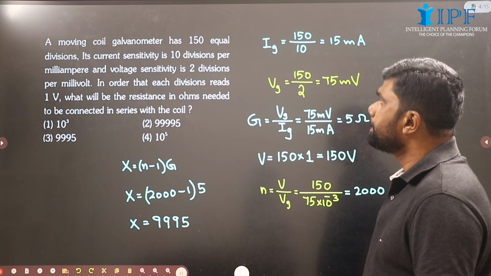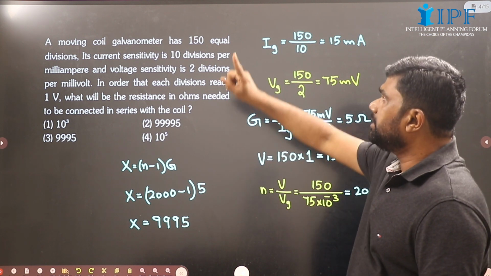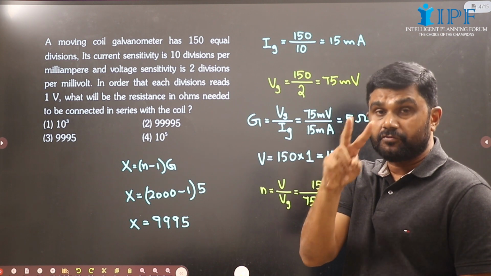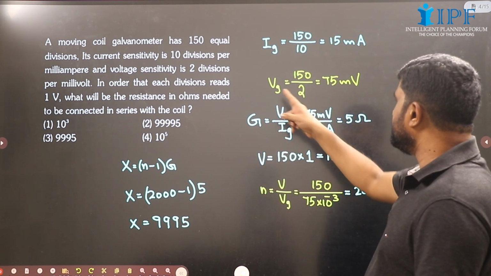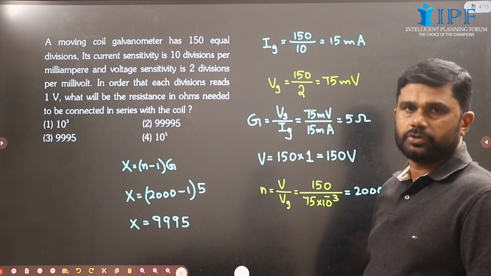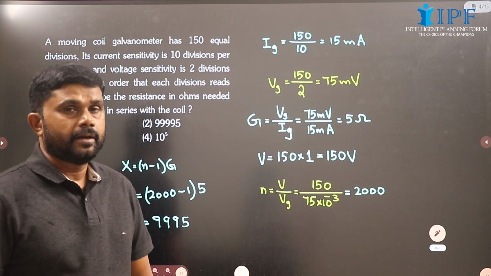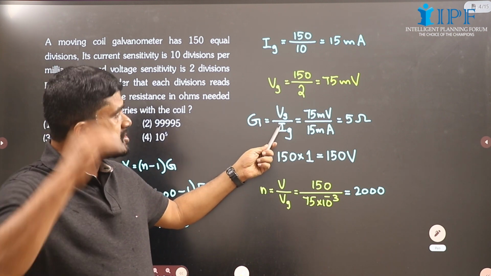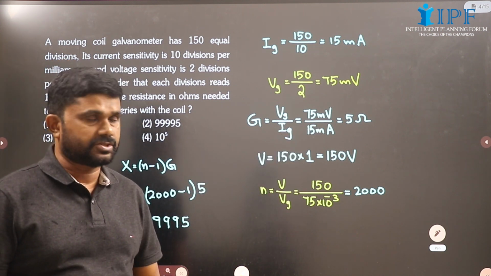Okay, Ig. Now voltage sensitivity is 2 divisions per millivolt, and there are 150 equal divisions. So the full scale deflection voltage is 75 millivolt. Vg equal to 75 millivolt. Okay, now the galvanometer resistance will be the full scale deflection voltage divided by the full scale deflection current, that we will get 5 ohm. That is the galvanometer resistance.